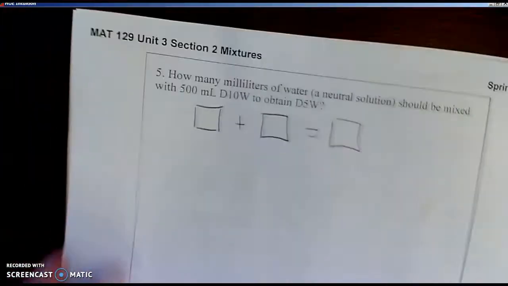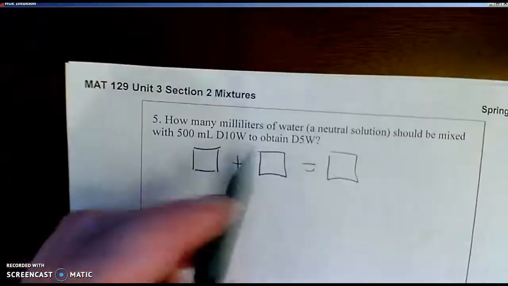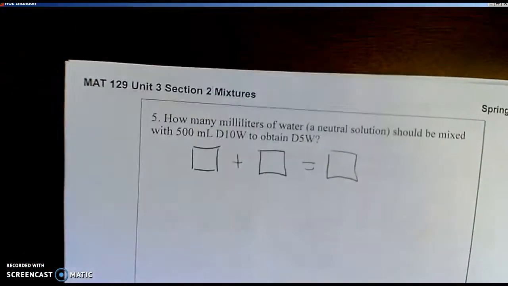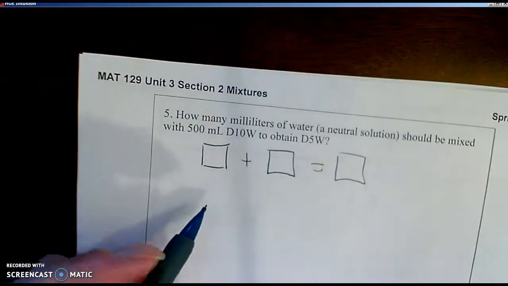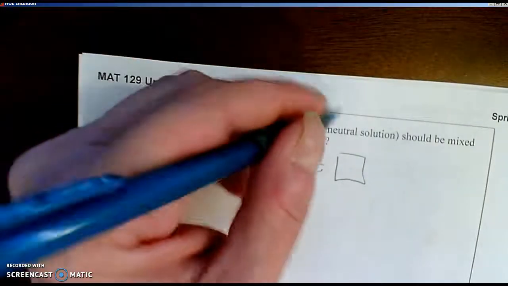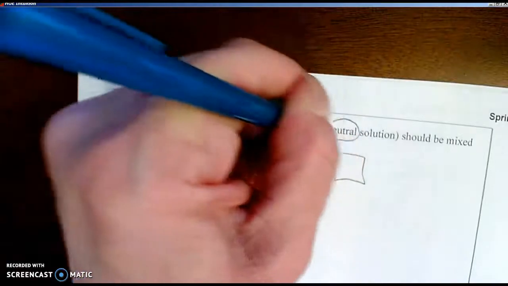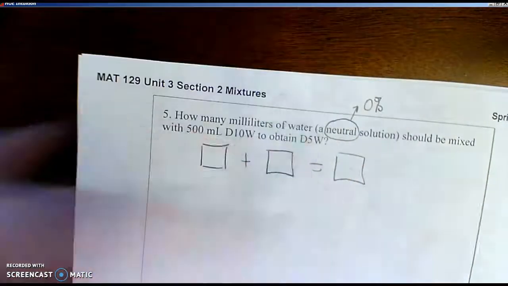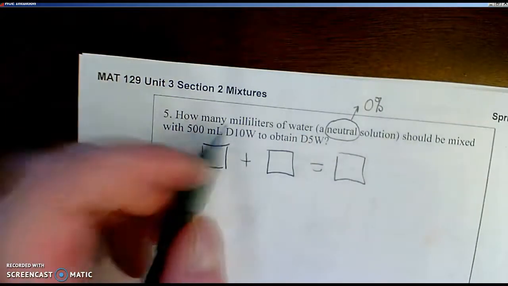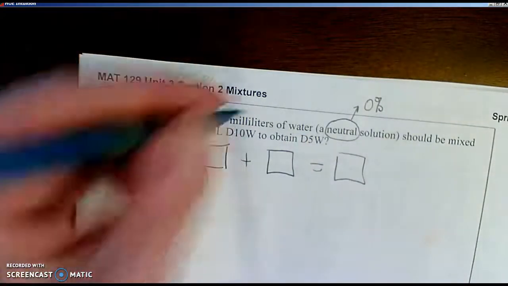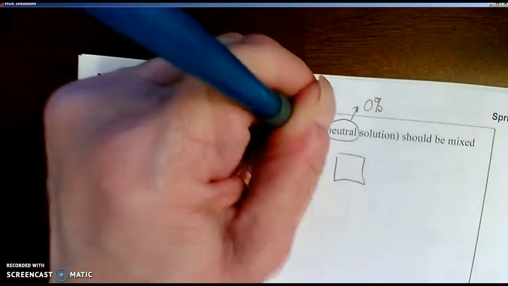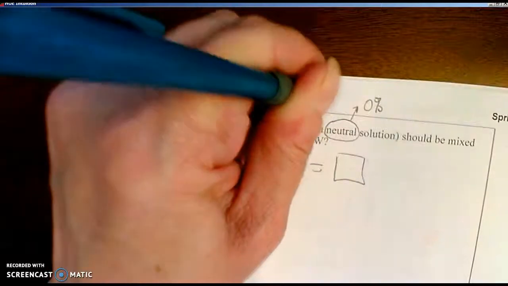Okay, let's look at another one. How many milliliters of water, which is a neutral solution, should be mixed with 500 milliliters of D10W to obtain D5W? So there's some words here that you might not recognize. We did talk about a neutral solution in my previous video, but let's remember that neutral solution means that it has none of the main ingredient in it. And you might not recognize D10W, but that means dextrose 10% in water, and D5W means 5%.